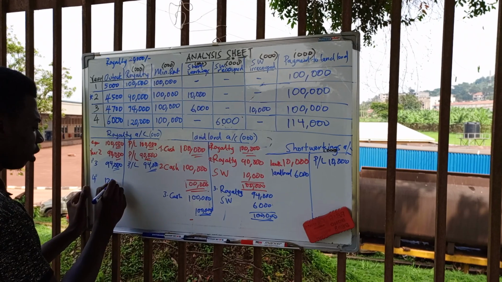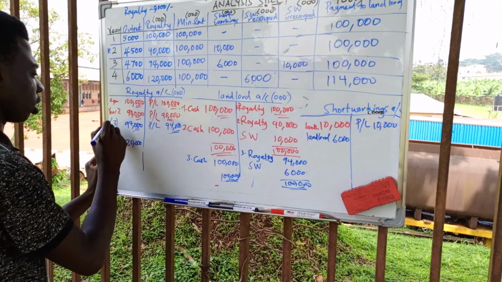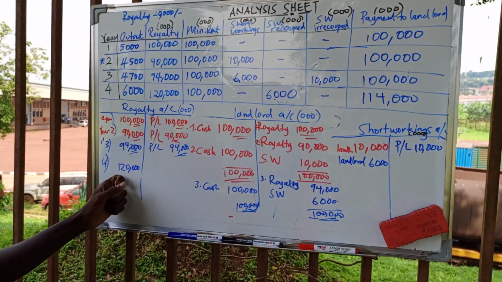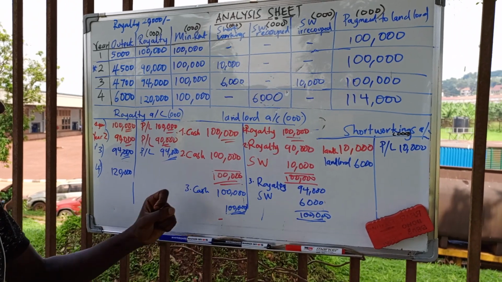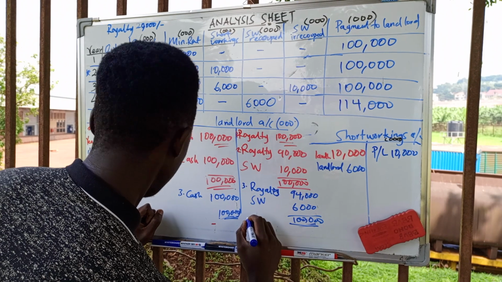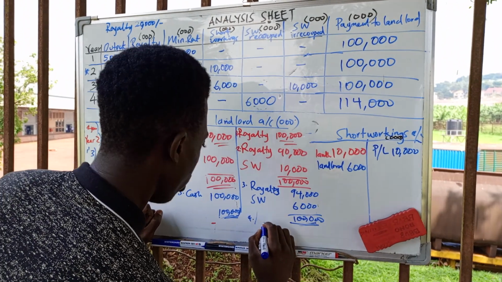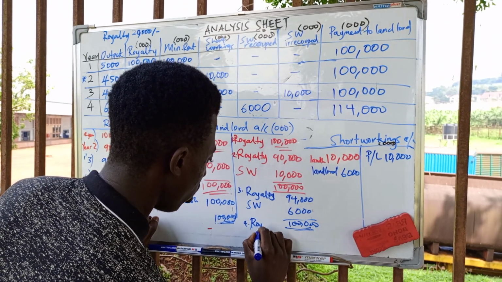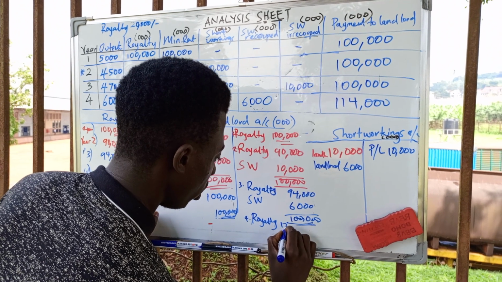The royalty to be paid is 120. I hope this doesn't confuse. So the royalty to be paid is 120. Then I complete the double entry by debiting the landlord's account. Crediting the landlord's account in the fourth year with royalty of 120.